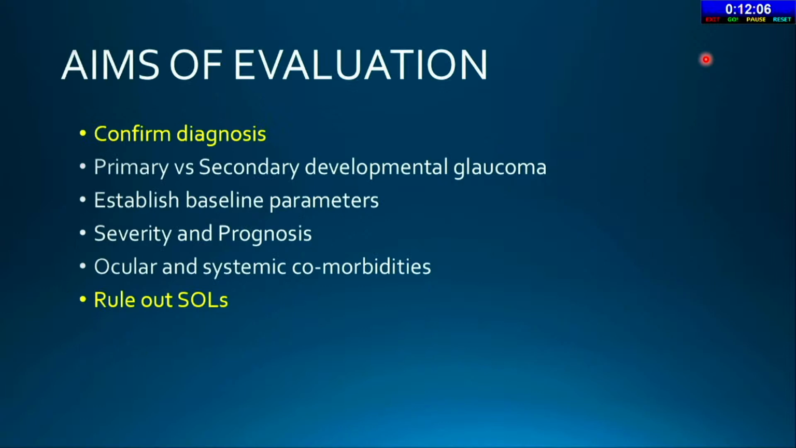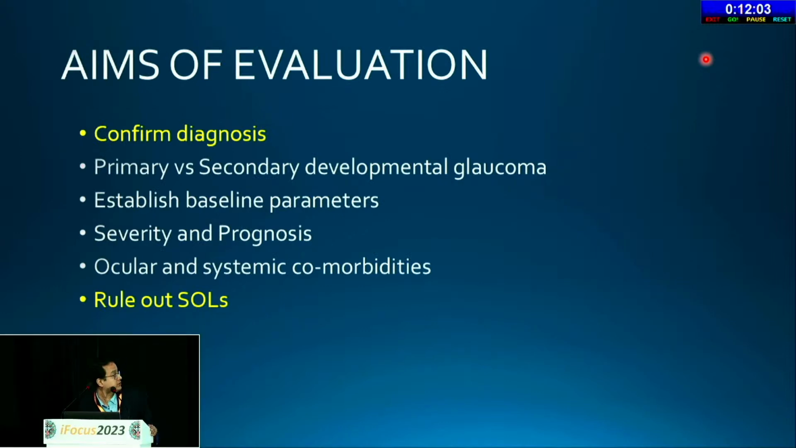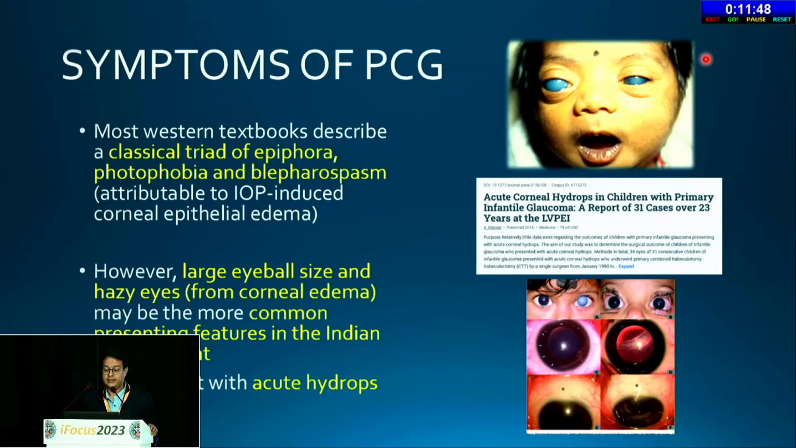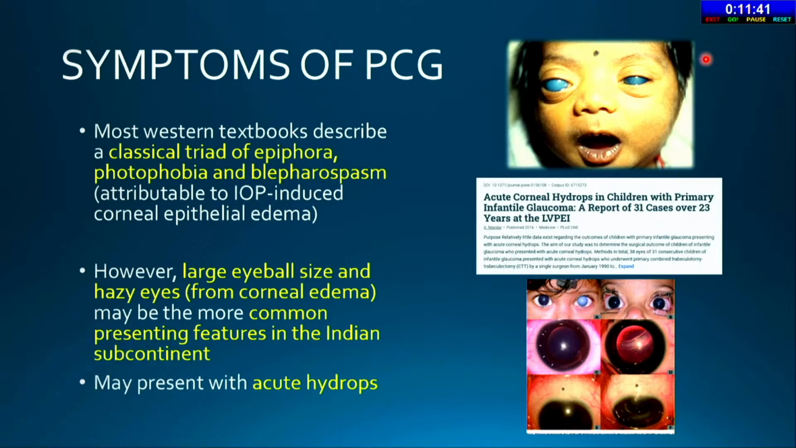The aims of evaluation are, number one, to confirm the diagnosis and to rule out space-occupying lesions. Regarding the history, the common points to inquire about are the age of onset of the symptoms. The typical symptoms are epiphora, photophobia, blepharospasm, and hazy corneas. In most Western textbooks, it is written that the classical triad is epiphora, photophobia, and blepharospasm. But with the types of congenital glaucoma that we see in the Indian subcontinent, many of these children present with large eyeball size and hazy eyes, because they present late, and the condition may be more severe than that found in Western countries.